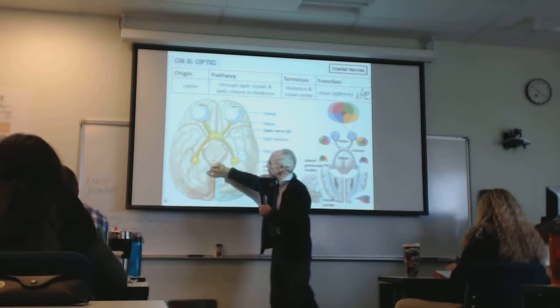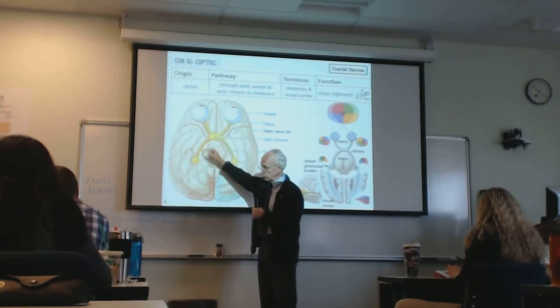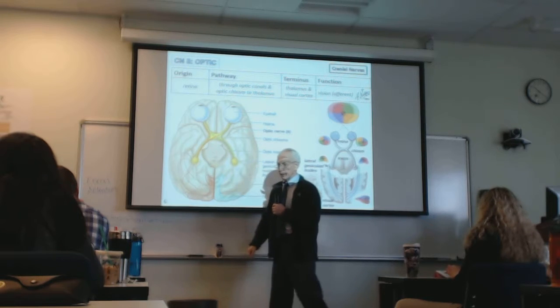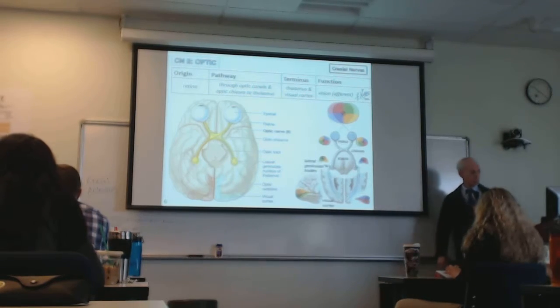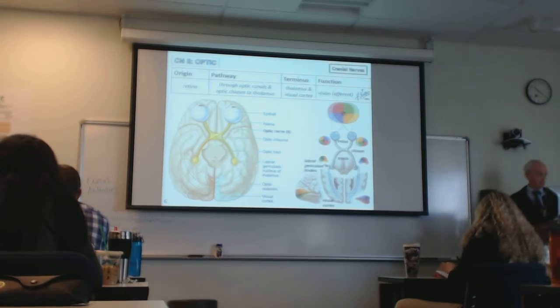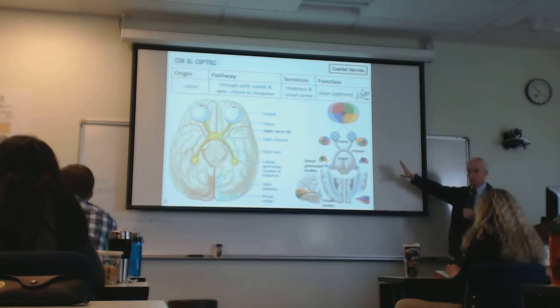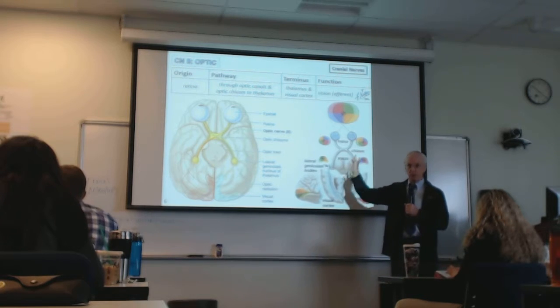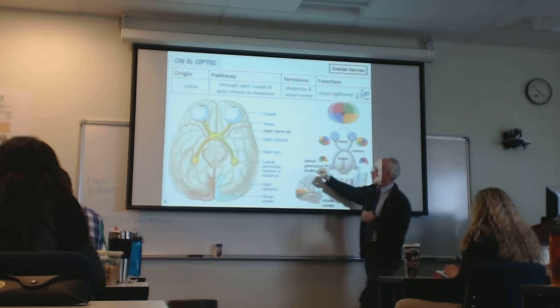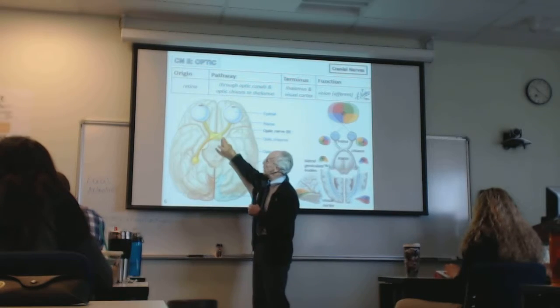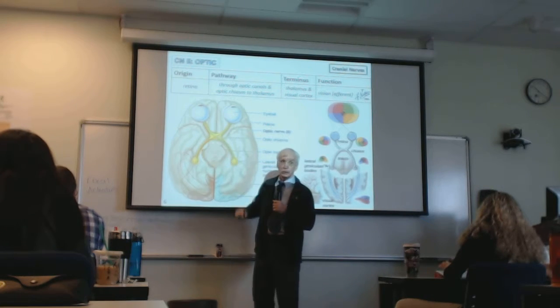And then from there, that information is going to proceed from the thalamus back to the visual processing centers in the occipital cortex. You've got a number of visual cortices. We'll work all of this out later in terms of which portion of the visual field crosses over and which doesn't. For now, just be aware that the optic chiasm is where that crossing occurs.